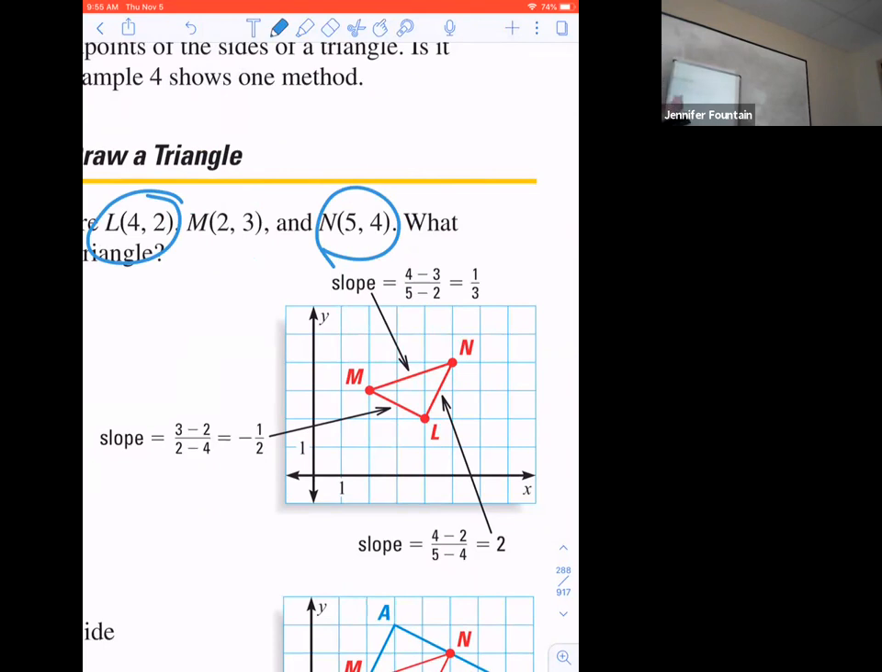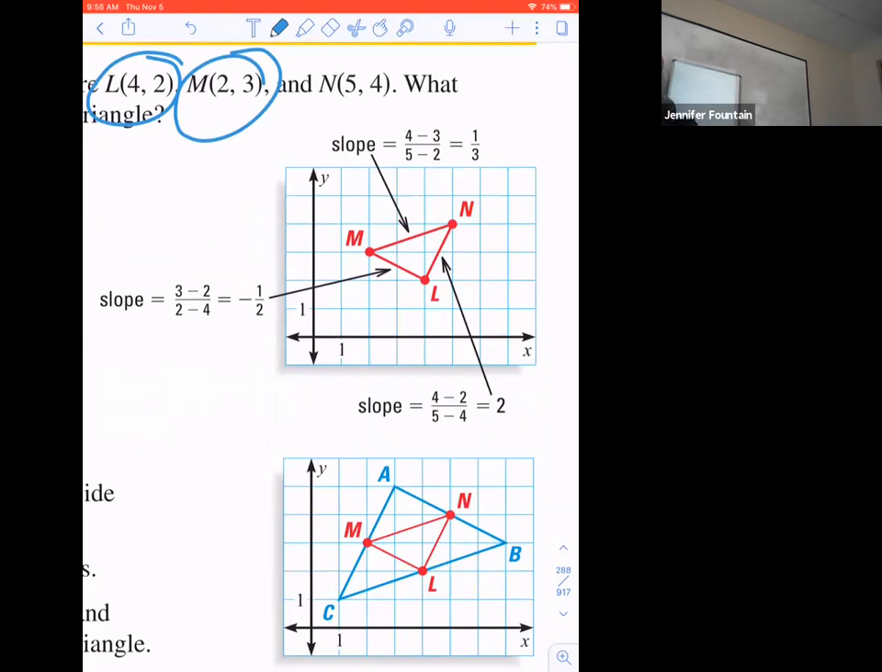Then I have to find the slope of LM. So I use my points for L and my point for M. Y2 is 1 over x2 minus x1. 2 is 1. 2 minus 4 is going to be negative 2. Okay, so that means now one of the things to remember is when I'm dealing with slope.